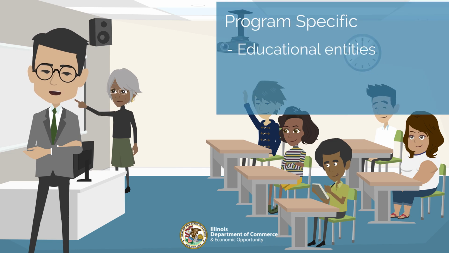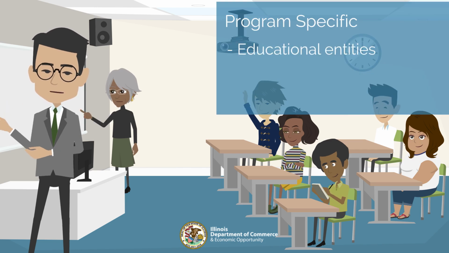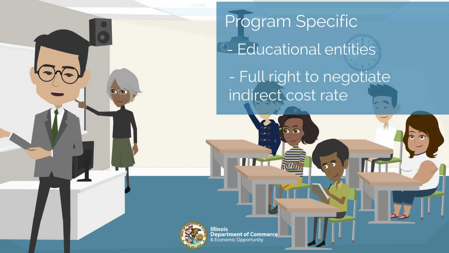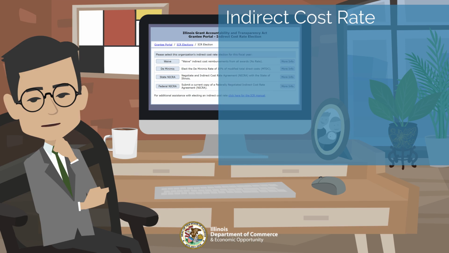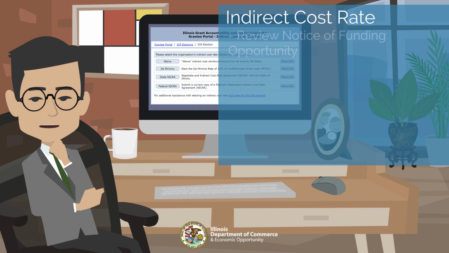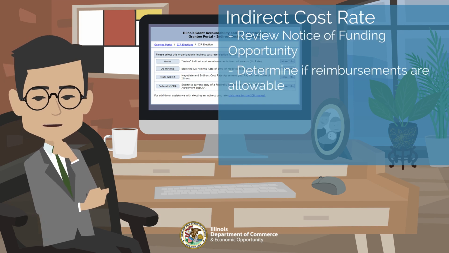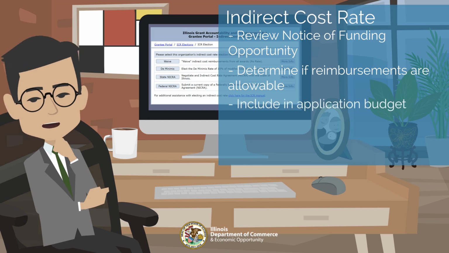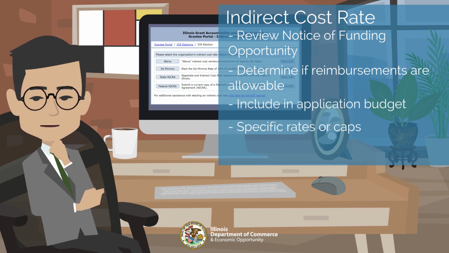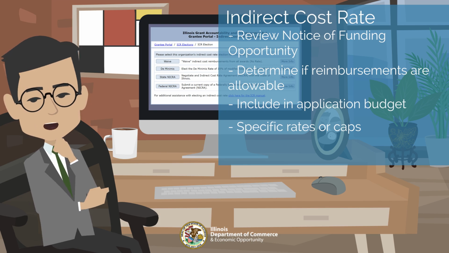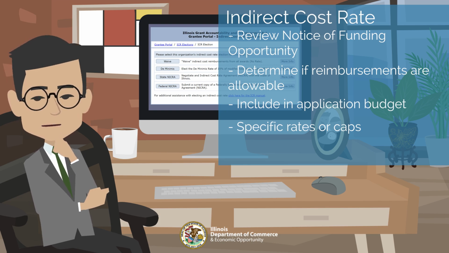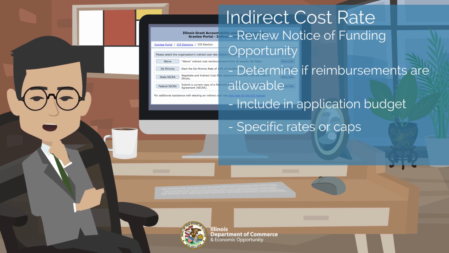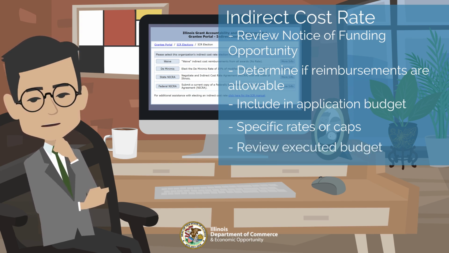Educational entities, such as the Illinois State Board of Education, or ISBE, have the right to negotiate indirect rates for schools. When determining if you can be reimbursed for indirect costs, grantees will review the Notice of Funding Opportunity to determine if reimbursements are allowed. If indirect costs are allowed, they are to be submitted in the application budget. Some programs have program-specific rates or caps that might be applicable, and some programs do not allow indirect reimbursement at all. Once an agreement is executed, you can review the executed budget to remind you of what rate was agreed upon.